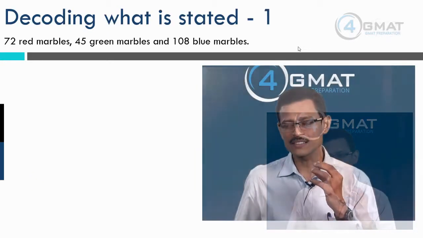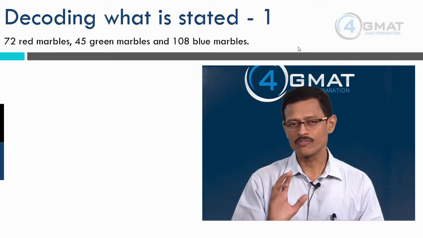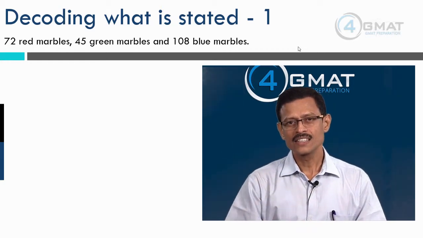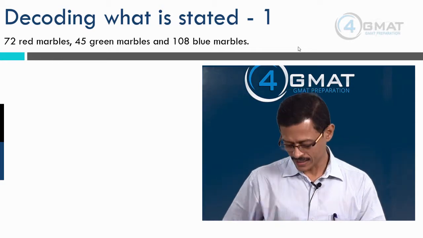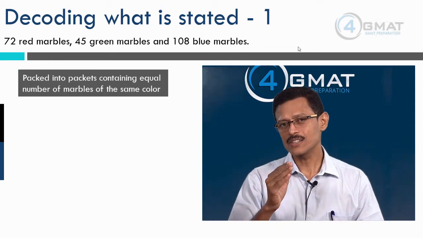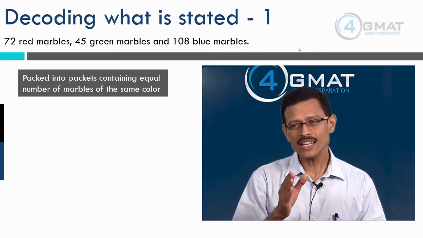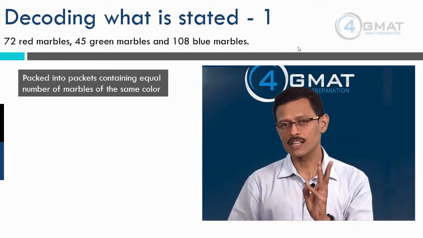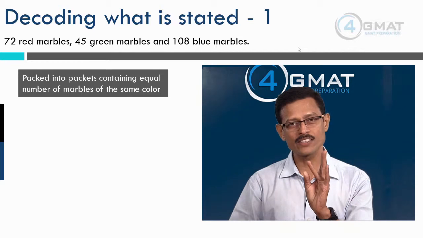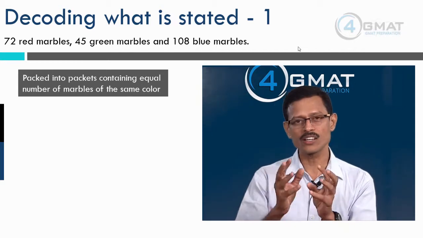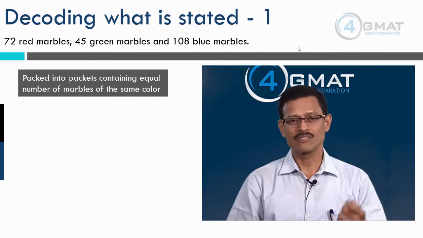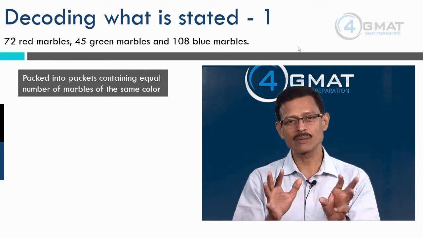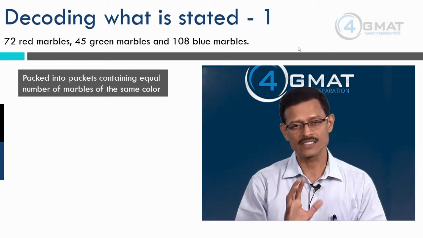We'll start decoding what is given in the question. First, the number of marbles: 72 red, 45 green and 108 blue marbles. Let's keep that aside. The two things to be decoded. The first one is basically this: packed into packets containing equal number of marbles of the same color. There are two keywords to keep in mind. Equal number of marbles in each packet, and any packet that you pack will have marbles of the same color. So you cannot mix red and blue. And similarly, whether I pick a packet comprising red marbles or the one comprising green marbles, I'll find the same number of marbles in it finally. So this is the objective to be achieved.